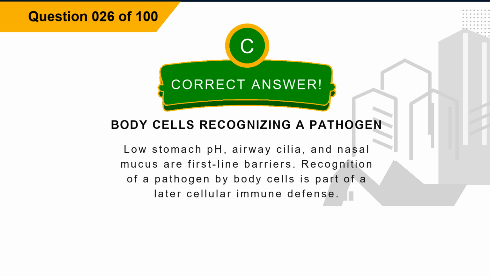Explanation. Low stomach pH, airway cilia, and nasal mucus are first-line barriers. Recognition of a pathogen by body cells is part of a later cellular immune defense.